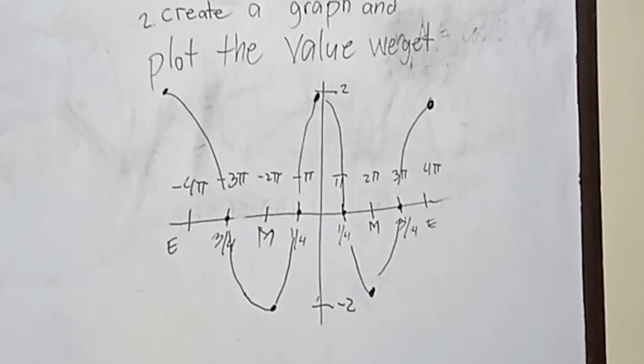The graph will look like this: up to the maximum at initial, back to 1/4, down to minimum at middle, back to 3/4, up to maximum at end. Same graph on the other side. And so, we have the graph.